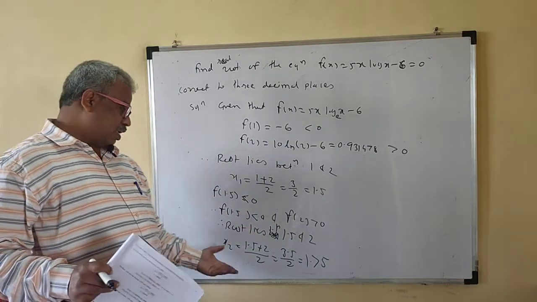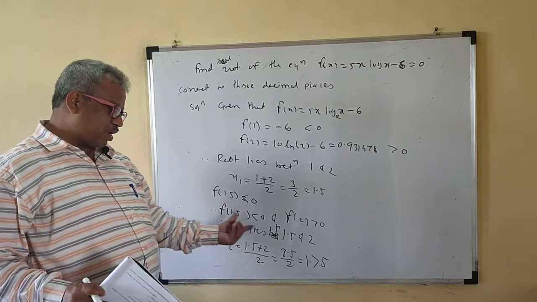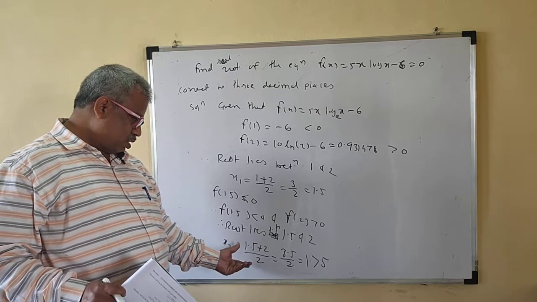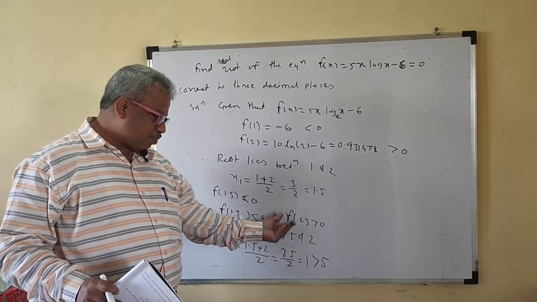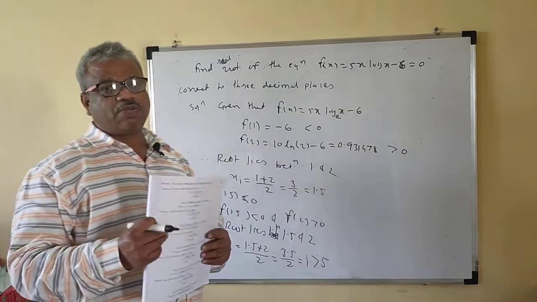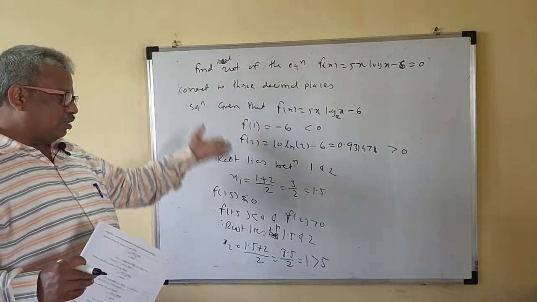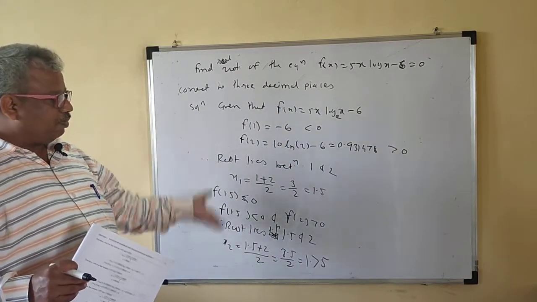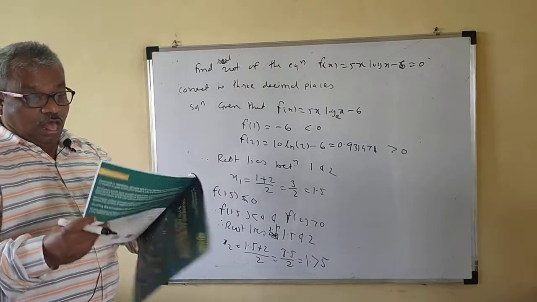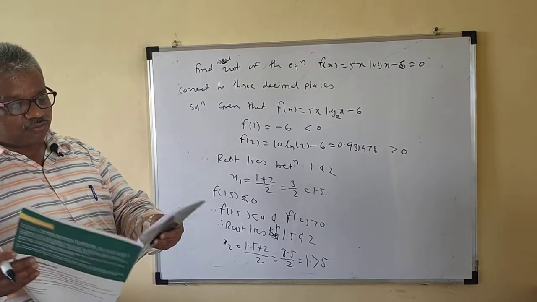Check whether this is positive. If it is positive, then check the previous one. If it is negative, take the positive one, f of 2. Then the root lies between 1.75 and 2, and so on. I hope you can solve this problem completely, because the scientific calculator is allowed to you.